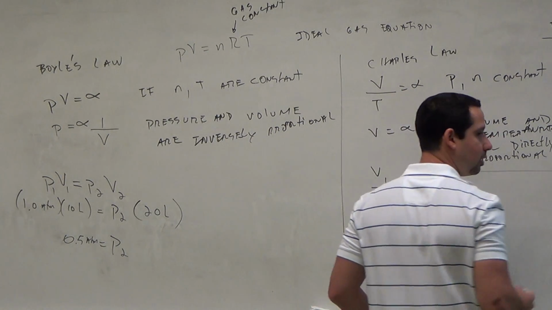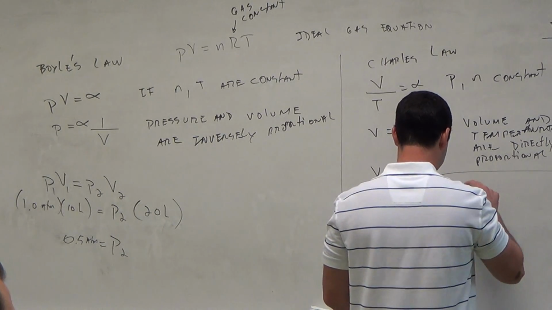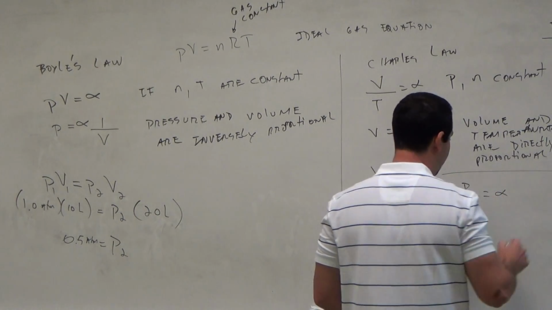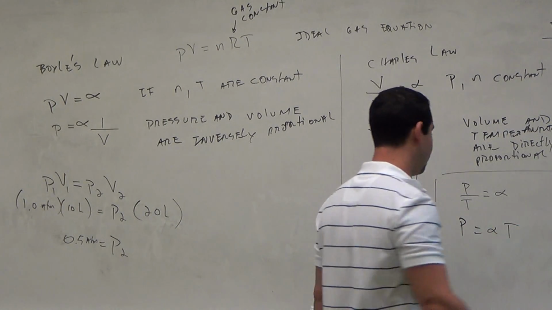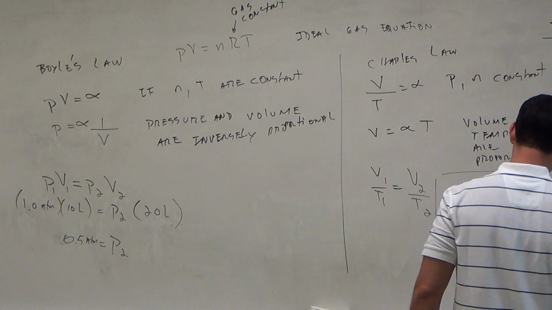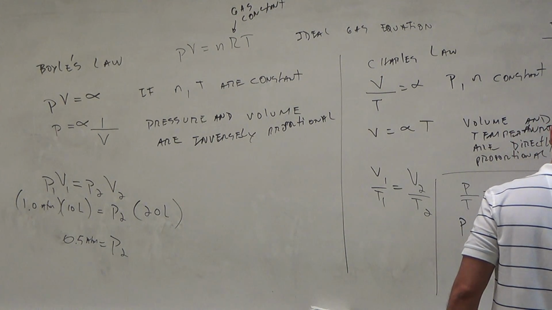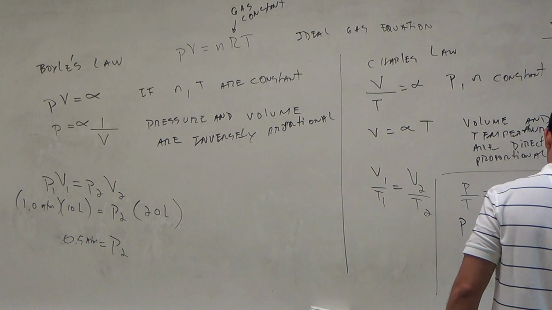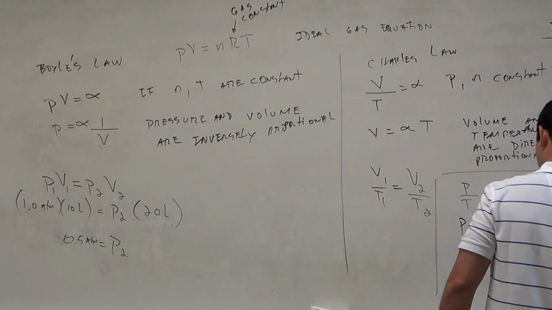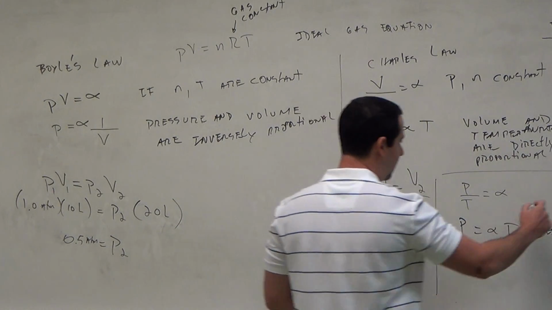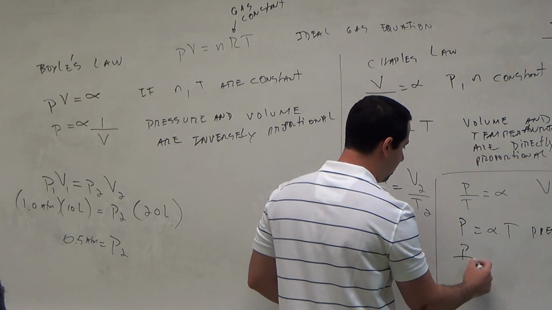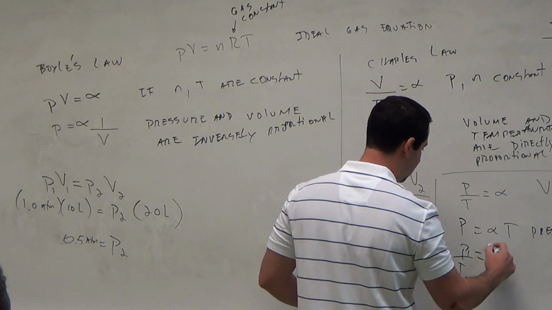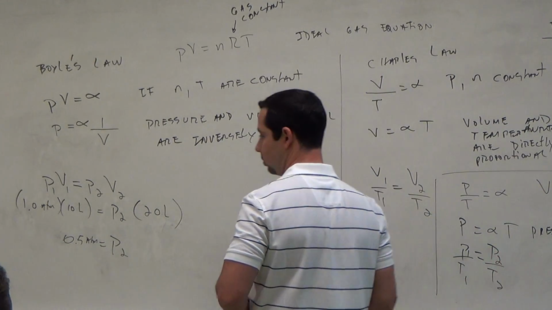Gay-Lussac. What's Gay-Lussac? P over T equals a constant, a proportionality constant. What does that mean? Pressure and temperature are directly proportional. Because P1 over T1 equals P2 over T2. That means that V and N are constant. So you get P1 over T1 equals P2 over T2.